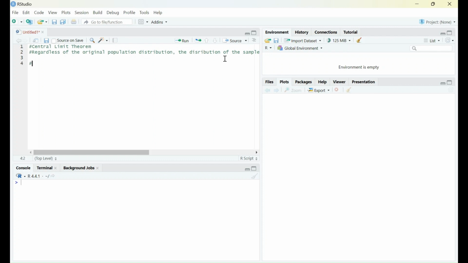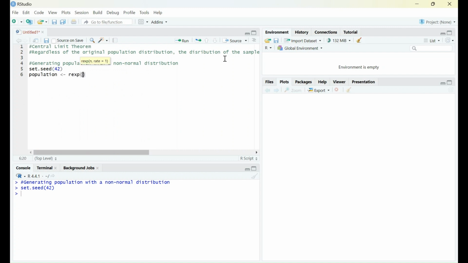Let's start with creating a population, generating a population with a non-normal distribution. We'll set seed. This ensures the reproducibility of the population that we are going to generate. To run the code in R, you can click Ctrl plus Enter.